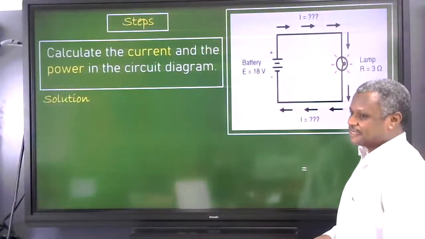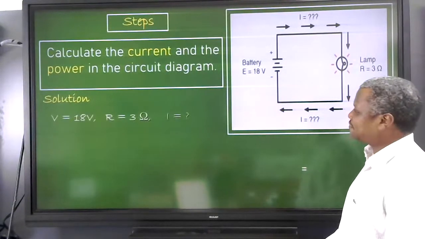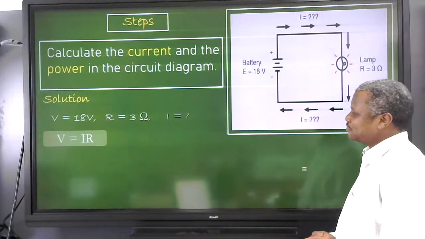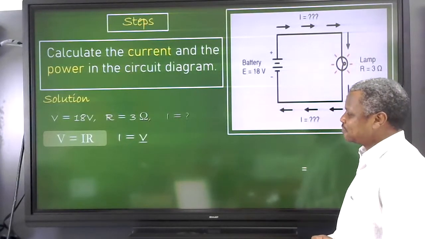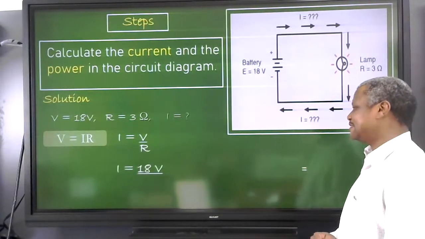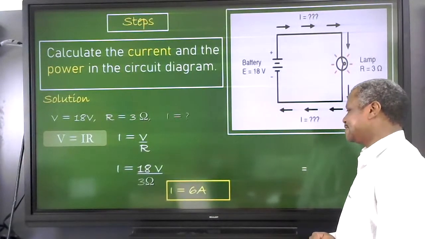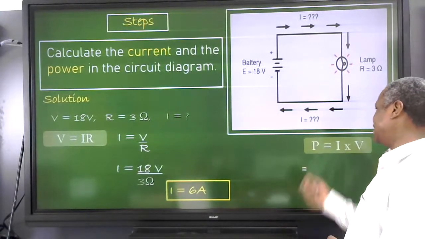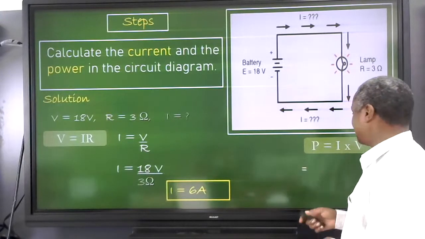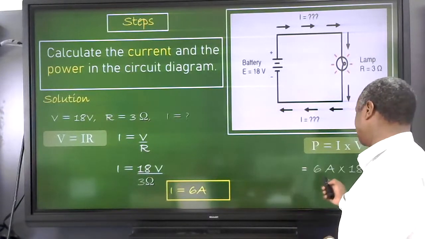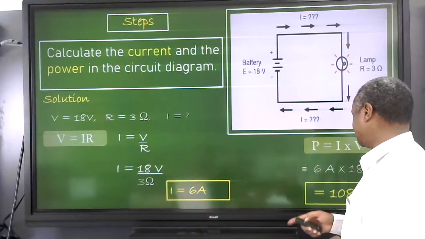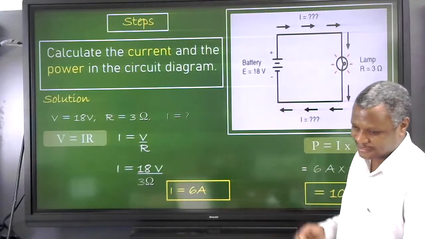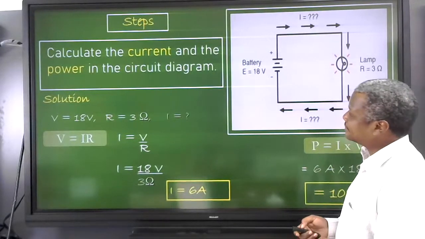Anyway, calculate the current and the power in the circuit diagram. So the voltage is 18, the resistance is 3, the current we don't know. So V equals IR, Ohm's law. I equals V divided by R. When you substitute that, you get 18 volts divided by 3. The answer you get is 6 amperes, correct. And the next one, power is equal to current multiplied by voltage. So when you substitute 6 amperes multiplied by 18 volts, it gets 108 watts. 108 watts. The correct answer again was B, as you stated.